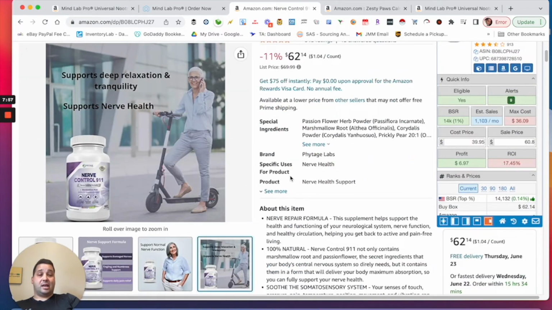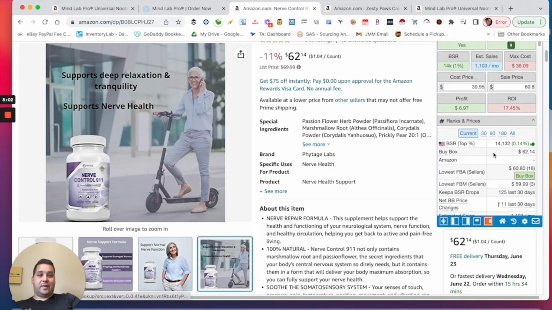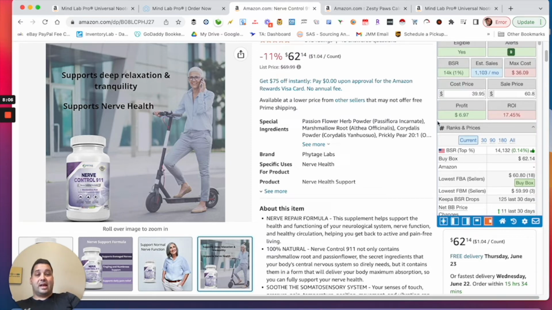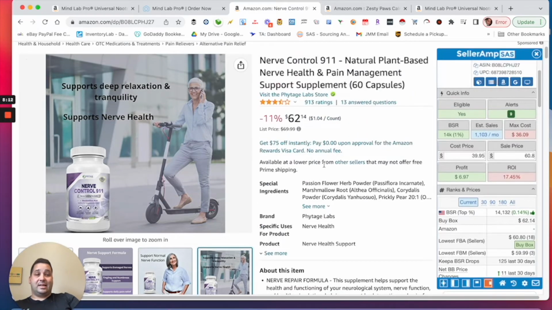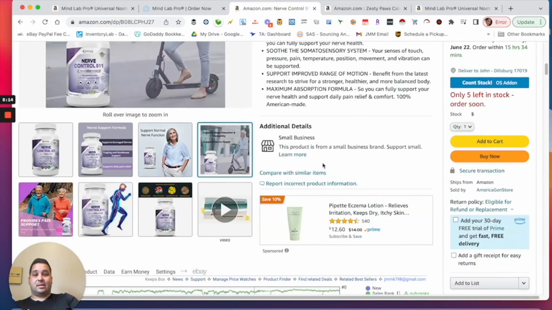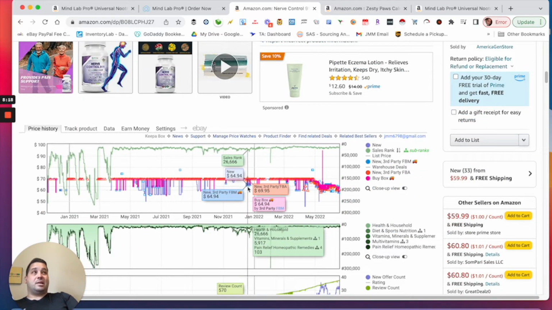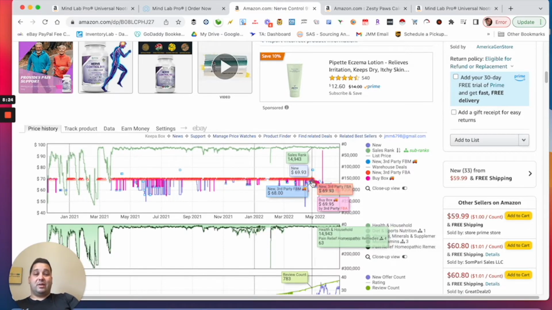If you kind of think about it, if I could have bought this, it looks like it would be 17% ROI. $7 profit, which is nice, but I don't know. For me, it doesn't really make sense to potentially get an IP claim. With that, too, if you can't sell it, you're going to be stuck with that inventory. So I probably wouldn't buy this.